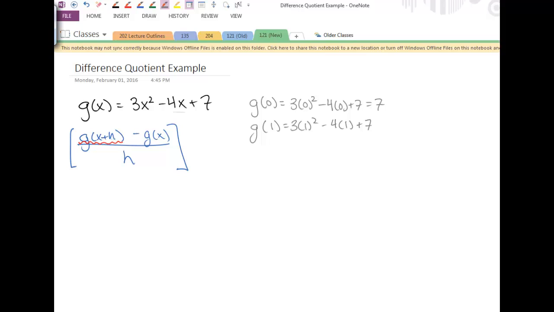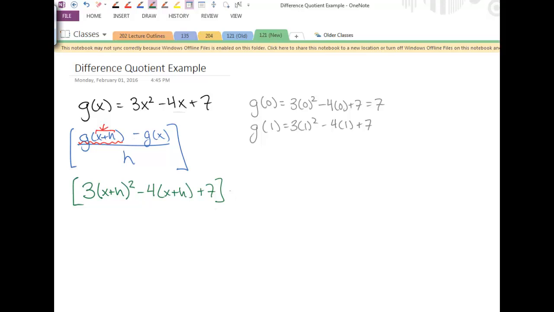Now in this case, these both come out to be numbers. g of x plus h is the same notation, we're just not going to get a number value. So this is saying take the g function and plug in x plus h as the input. So for this function, the g of x plus h is going to look like 3 times, we're plugging in x plus h squared minus 4 times x plus h plus 7. Right, that is the first piece of the difference quotient.